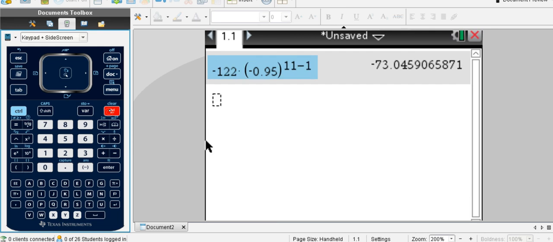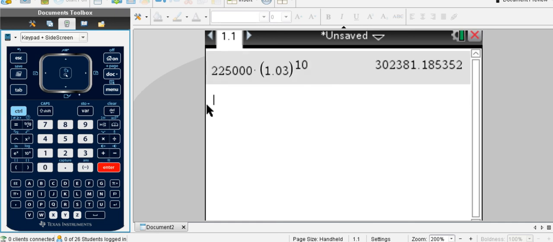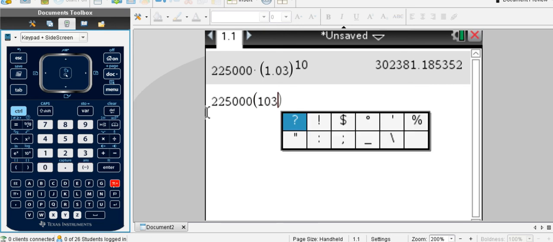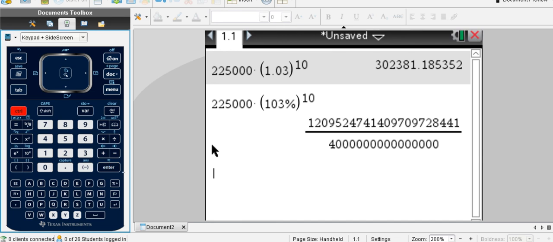I'll clear this out real quick. And we would say 225,000 times the rate of 1.03, or you could do 103%. Either way, it'll give you the same answer, to the power of 10 years. I'll show you. I'll do this again. This time I'll do the percentage button. 103%, and the percent is down here next to the G button with the question mark. Press that there. Raise this to the power of 10, and you'll see it should give us the same exact answer.